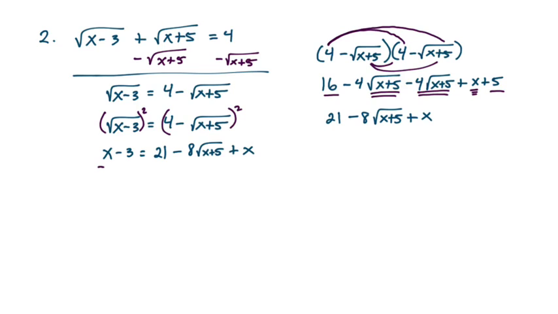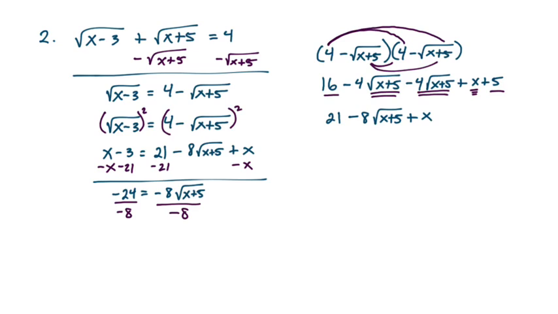So you can see we can subtract x on both sides, and we'll get rid of x. And also I'm going to subtract 21 to get rid of this 21 here. And so you get a negative 24 is equal to negative 8 times the square root of x plus 5. Now, again, we're trying to get the radical by itself. We've got negative 8 times the radical. Let's divide each side by negative 8, and we get 3 equals the square root of x plus 5.